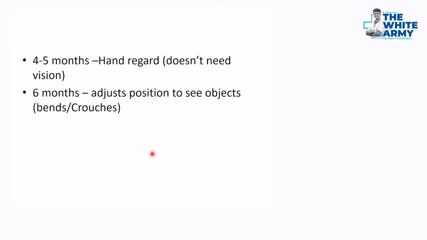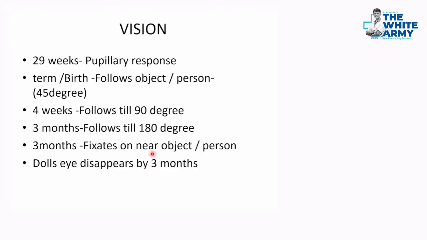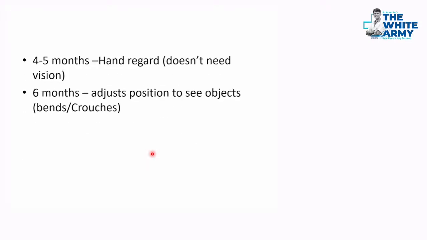At 4 to 5 months, hand regard comes, which doesn't need vision. At 6 months, the child adjusts to see the objects. That means depending on how the child is made to sit, it can either bend or crouch to see the objects. So this is the importance of vision. If these milestones come, then the vision is probably normal.